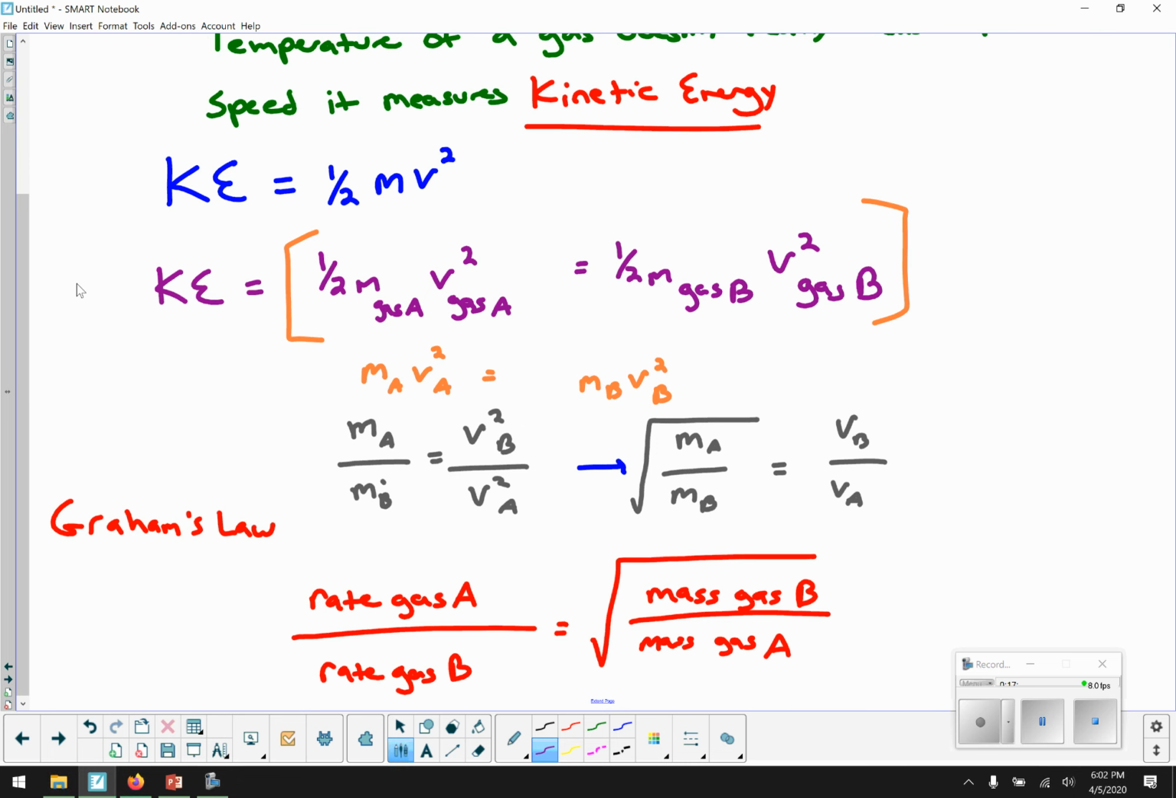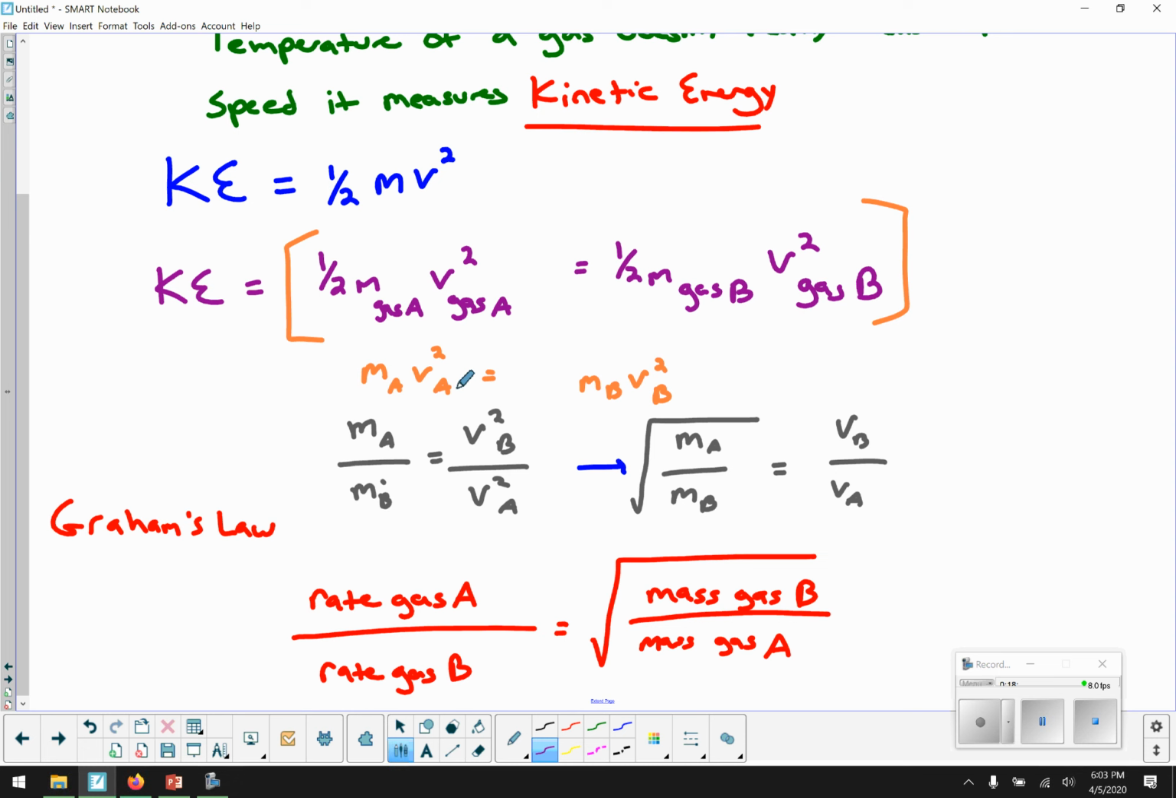So if we do some derivation, which I know you guys love, the kinetic energy of gas A, 1/2 m gas A v squared gas A, will equal, at the same temperature, the kinetic energy of gas B, 1/2 m gas B v squared gas B. If the gases have the same kinetic energy, then their kinetic energy equations must be equal. And from that, we can derive what we call Graham's law. All I did is put both masses on one side and both velocities on the other side by cross-multiplying.